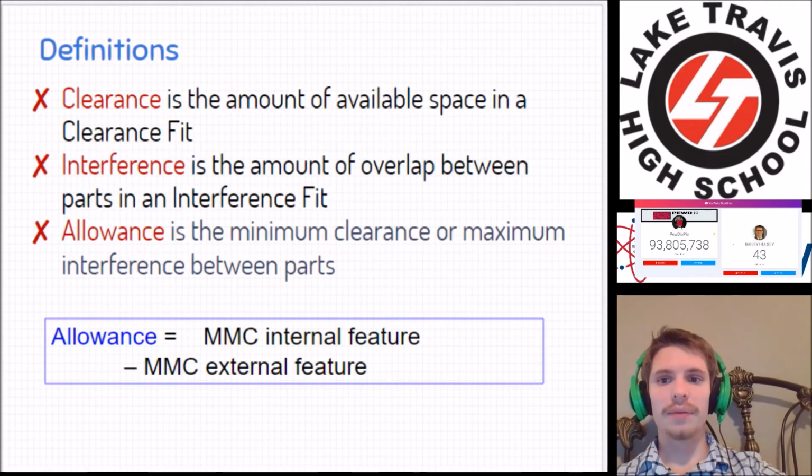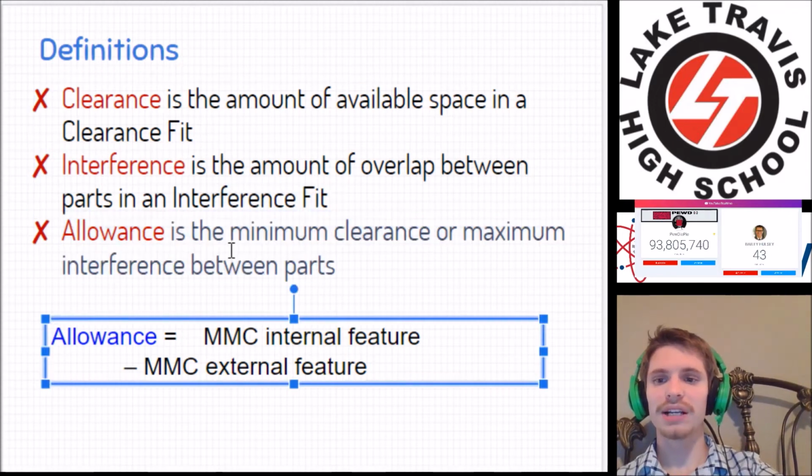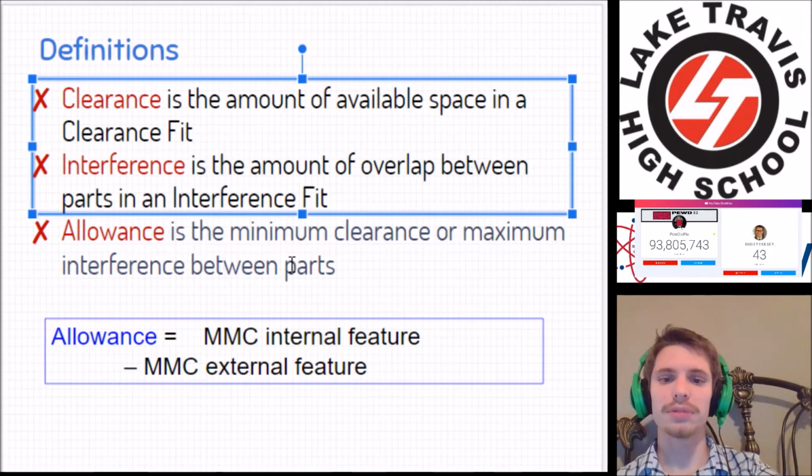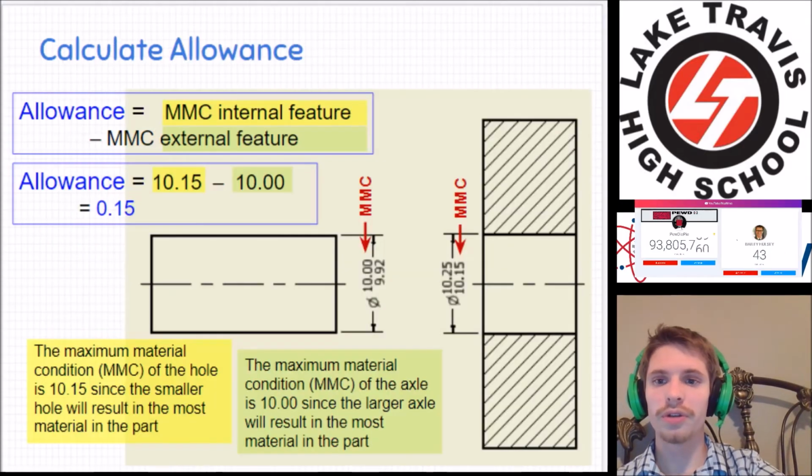Okay. And then we talked about clearance and interference. Allowance, definitely write this down and the equation for it. Allowance is the minimum clearance or maximum interference between parts. Minimum clearance or maximum interference. So we'll calculate that in a sec. It would be the MMC internal, so a small internal feature, and the MMC external, a big external feature. Big part going into a small hole.